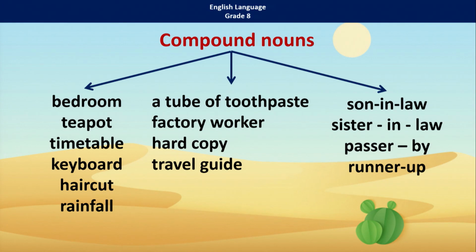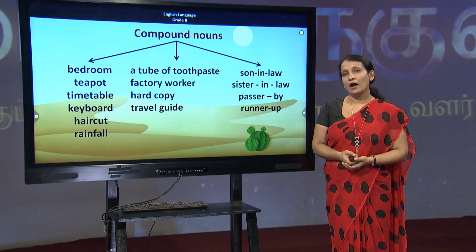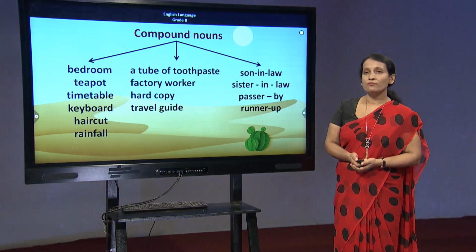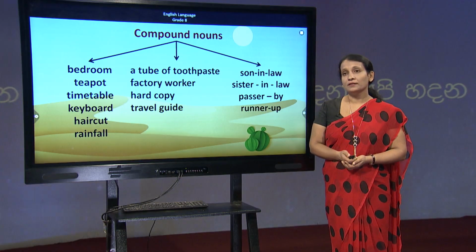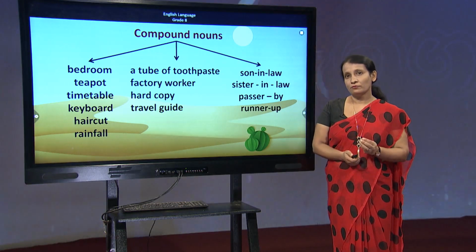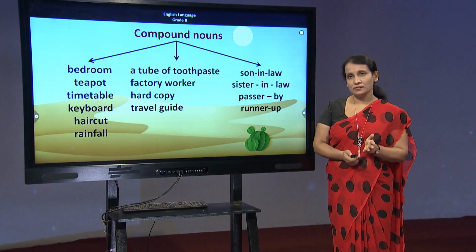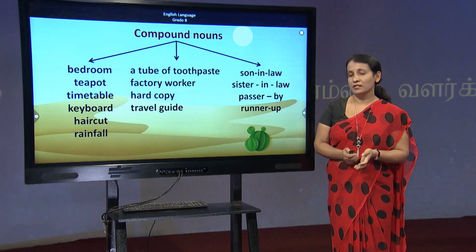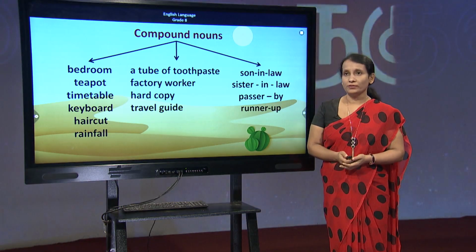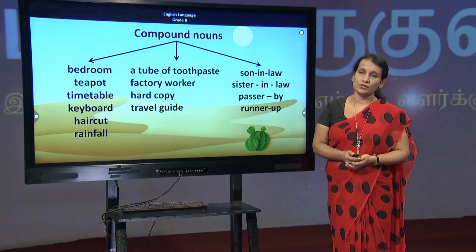Third type of compound nouns are hyphenated words. As you can see, children, son-in-law, I have used a hyphen within words. Son hyphen in hyphen law. Likewise, sister-in-law, passer-by, runner-up. Thus, children, we can form compound nouns in three ways. One way is without a space, second way is with space, and finally hyphenated nouns.